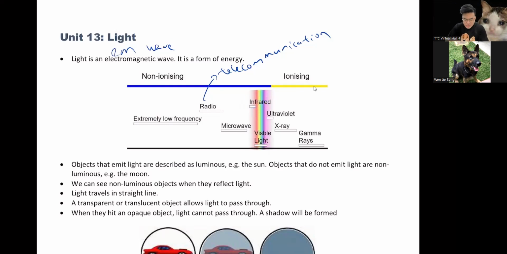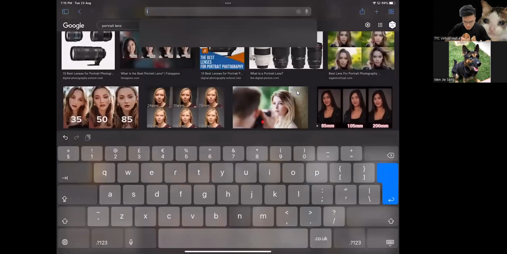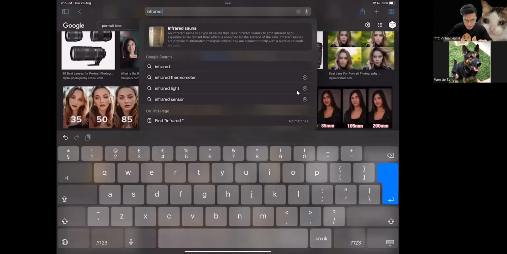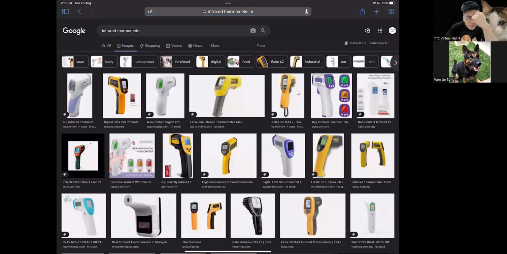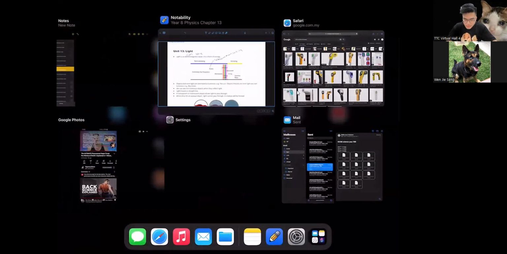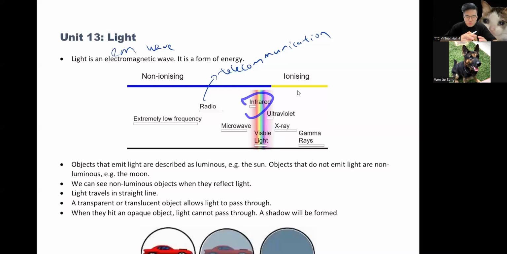I'm sure you know this thing. What is an infrared thermometer? They use infrared to scan your forehead. I mean, don't tell me you don't know this. We've been using this for these 2 years. This is the thermometer that uses infrared to tell you how hot you are, because infrared is all about heating. So there you go. Anything to do with heating is infrared.